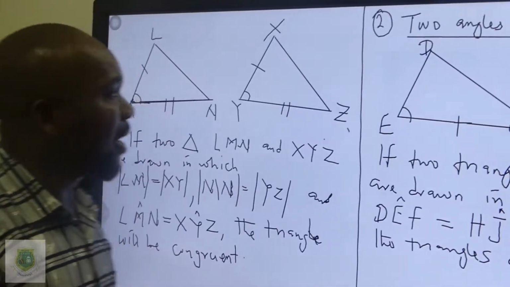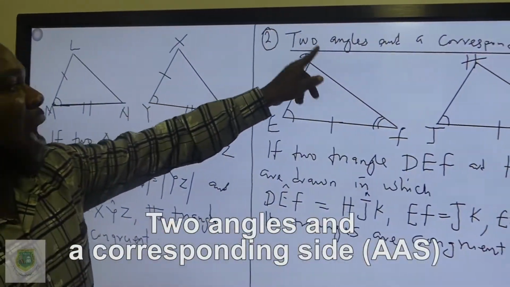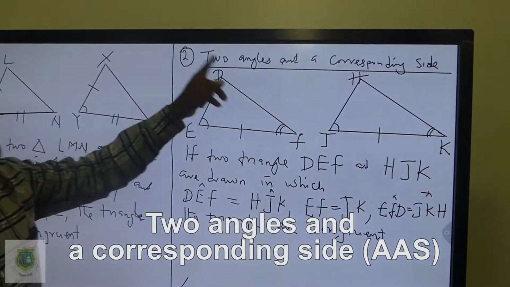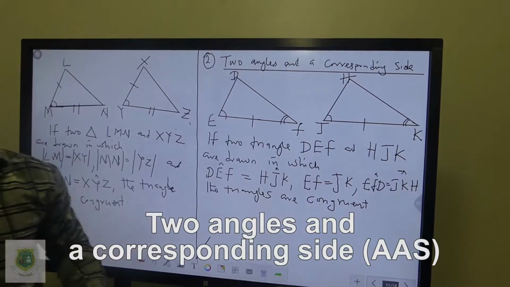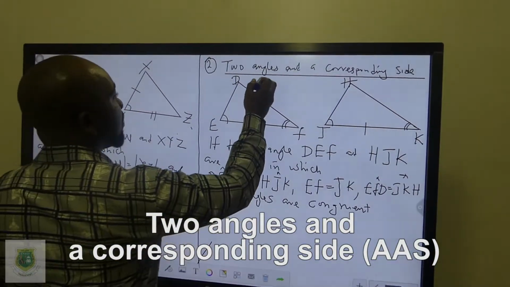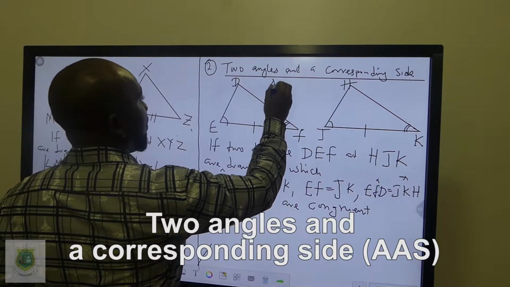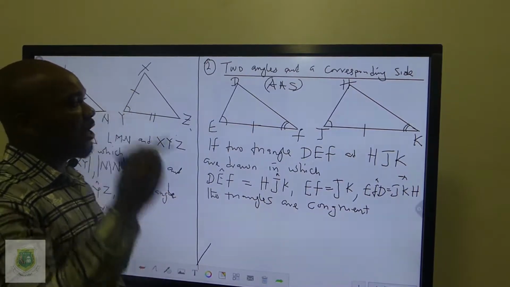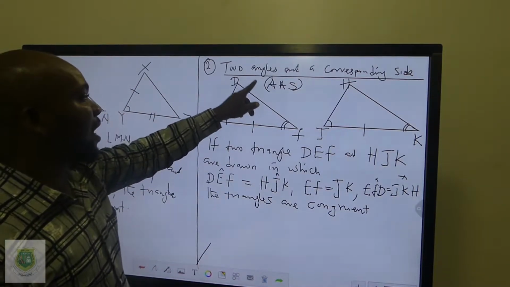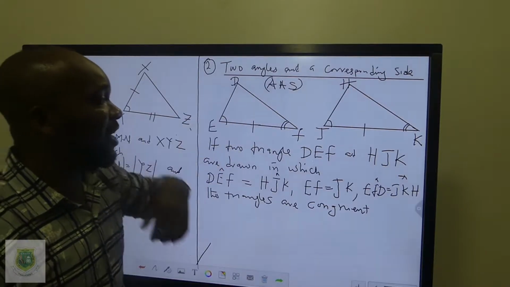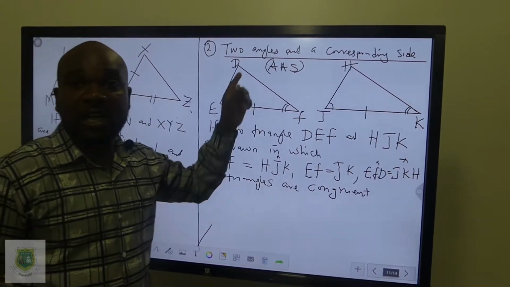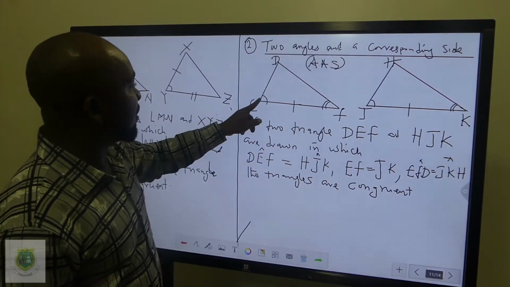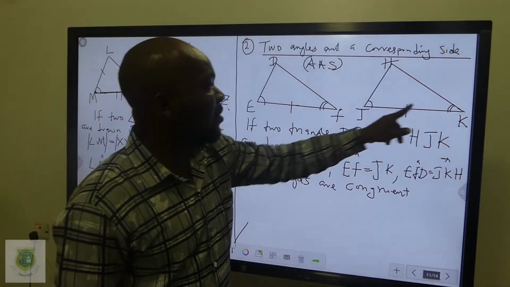Then the next one is this: two angles and a corresponding side. Two angles and one corresponding side. If you use the abbreviation, it's going to be angle, side, angle, or it can be written as ASA. But what is there is that 2 A's must be there. And those A's represent what? The angles. In that case, you see that this is the angle, this is the angle. This is angle, this is angle.